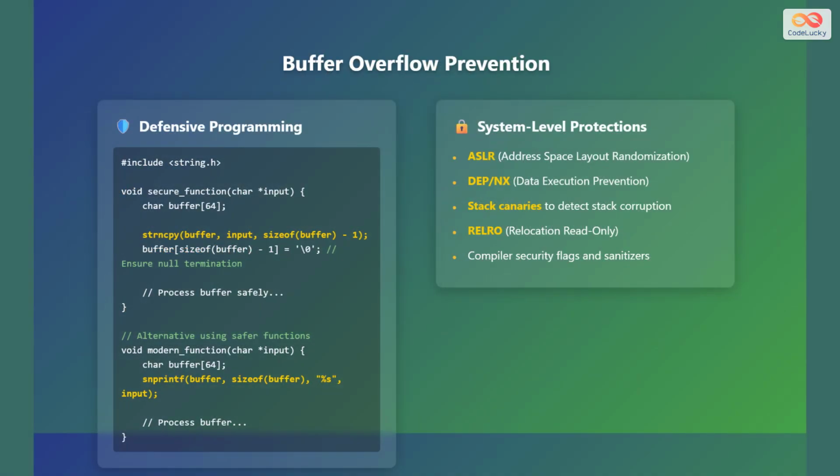To prevent buffer overflows, defensive programming practices and system-level protections are essential. Here's an example. Instead of strcpy, strncpy is used, which takes the size of the buffer as the third argument, which ensures that no more than sizeof(buffer) - 1 characters are copied to the buffer, preventing the buffer overflow. Then buffer at the position of sizeof(buffer) - 1 is set to null to ensure null termination.